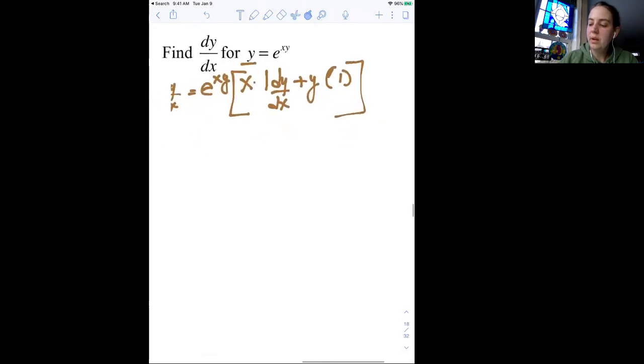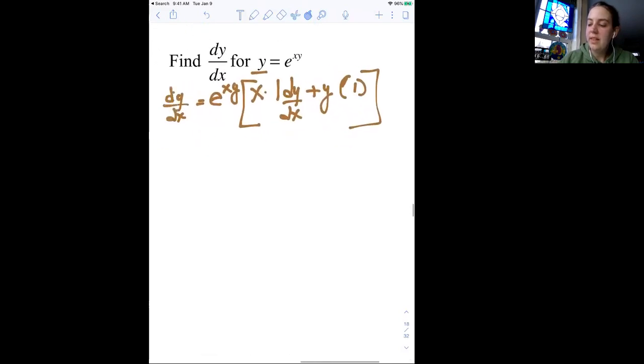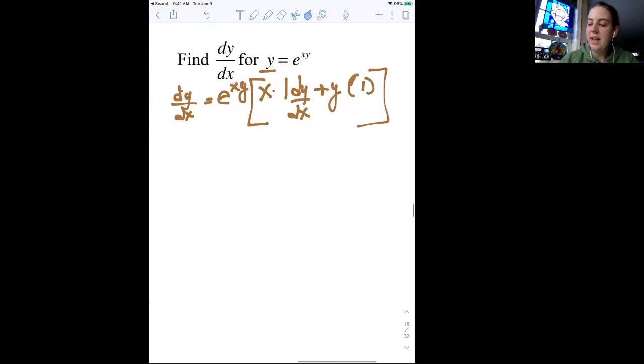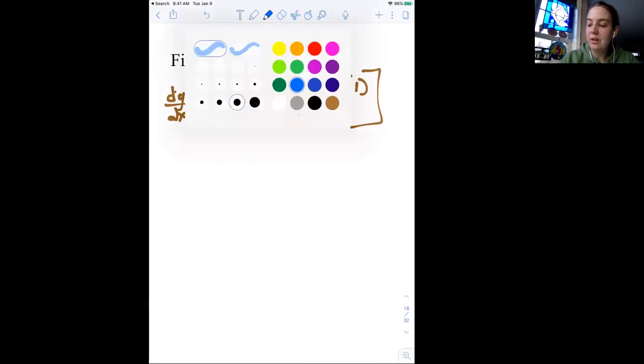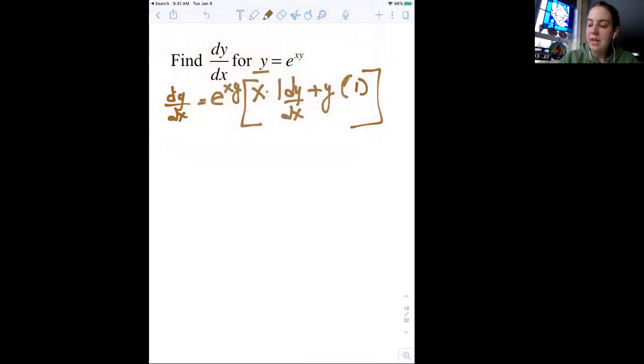Hit the wrong button. Now, when I look at this, I've got the dy/dx. The problem is you have dy/dx in two different places, and that's not going to work. It's here, and it's here. So we have to get those in the same place. We have to solve for dy over dx.